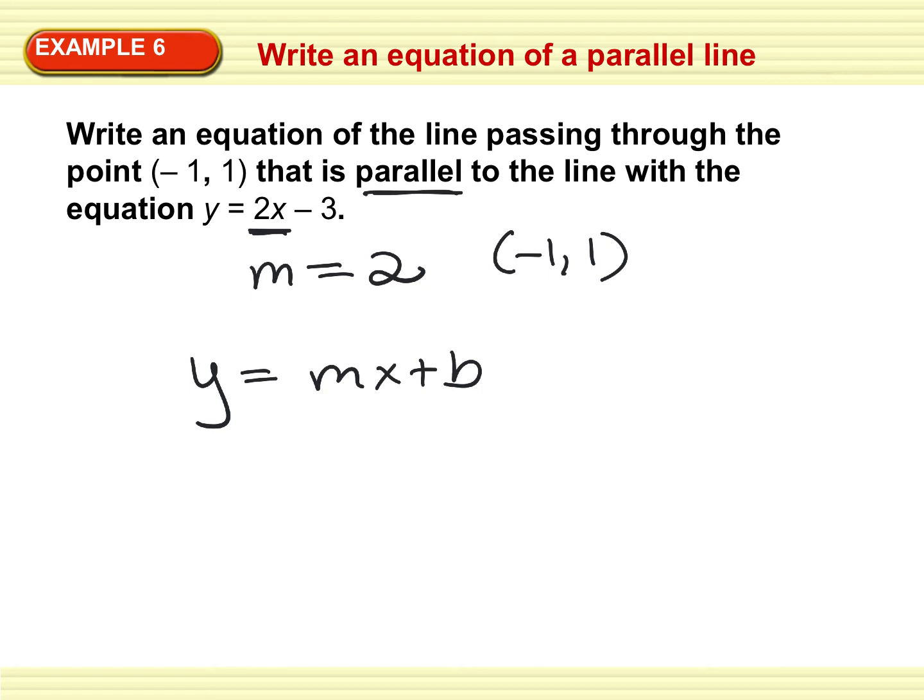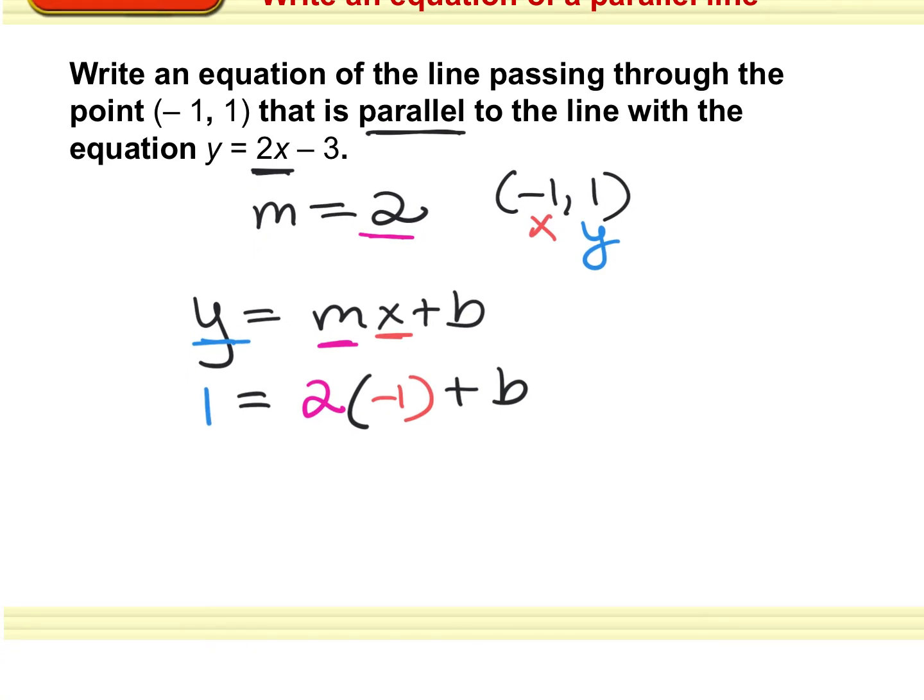The ordered pair we're going to plug in, the x is going to go in the x spot. The y is going to go in the y spot of the formula, and then the slope is going to go in the m part of the formula. I'm going to be solving for b. Once I get the b, then I put everything back in. So I'm going to put 1 here, which is the y of the ordered pair. Then I'm going to put in my slope, which was 2. Then I'm going to put in the x, which is -1. And then I'm solving for the y-intercept, the b.